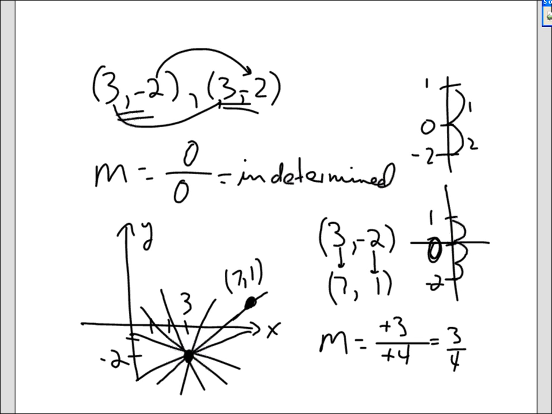But I can't determine it. It's indeterminate if you give me only 1 point. I don't care if you write the point down 2 times or 22 times. You only gave me 1 point.